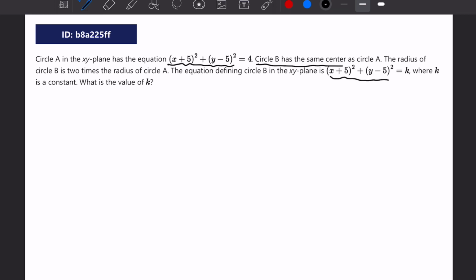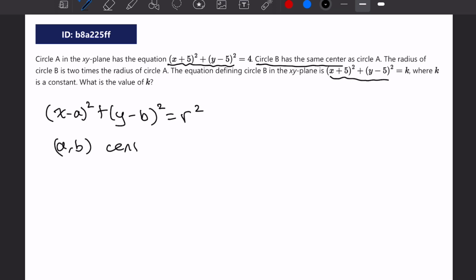And what you have to know is the basic equation of a circle. So this is the basic form, where A comma B is the center and R is the radius. So for circle A, the radius is 2.